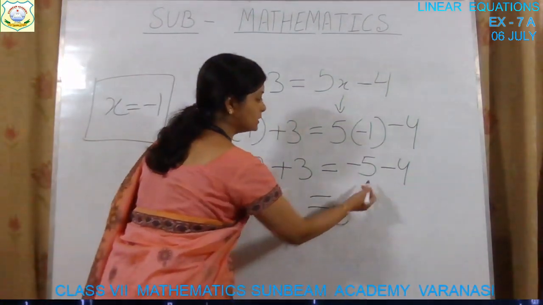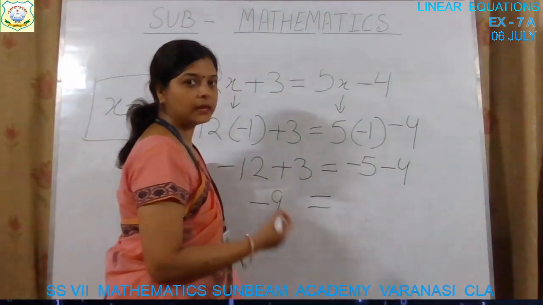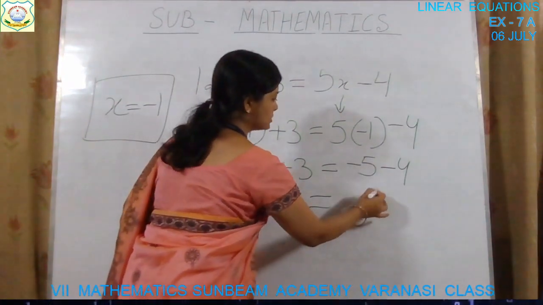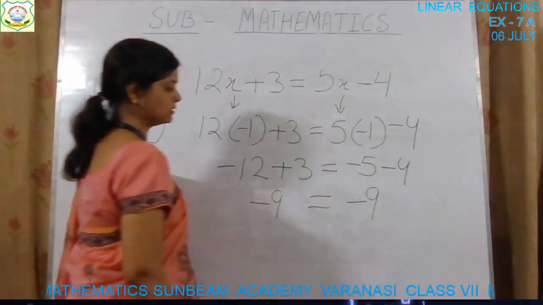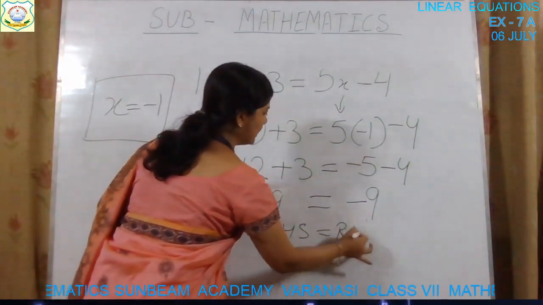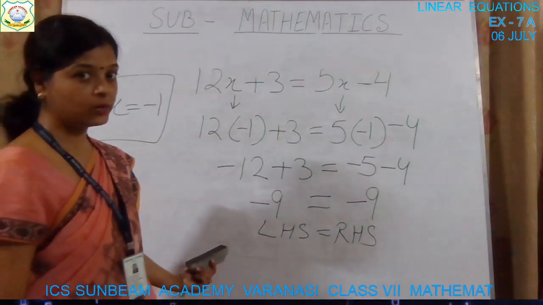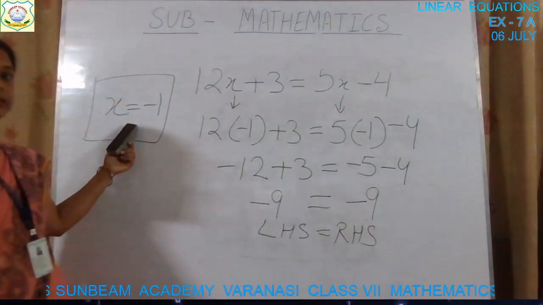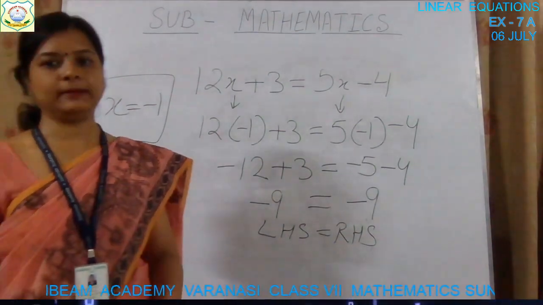Here both are negatives. Both numbers are negative. So minus 5 and minus 4, what will you do? You will add them and put their sign. That is minus. So can you see? LHS is equal to RHS. It means both our sides are equal. It means that our value is correct. The value of x is equal to minus 1.